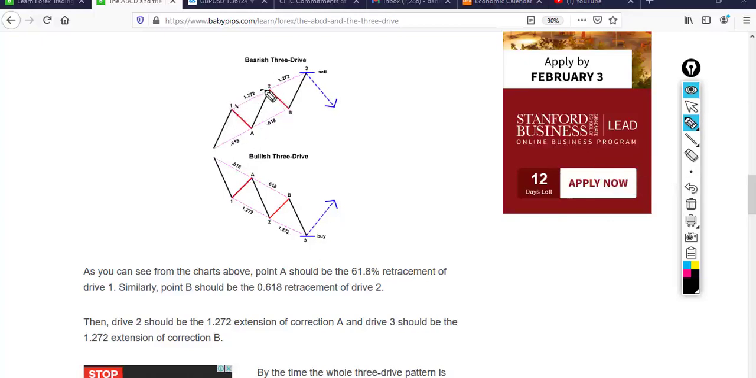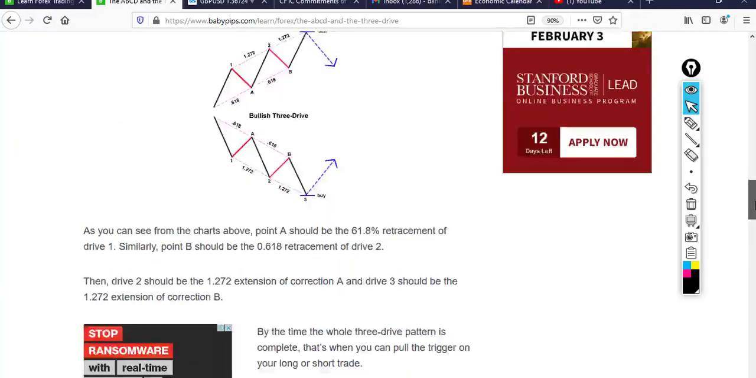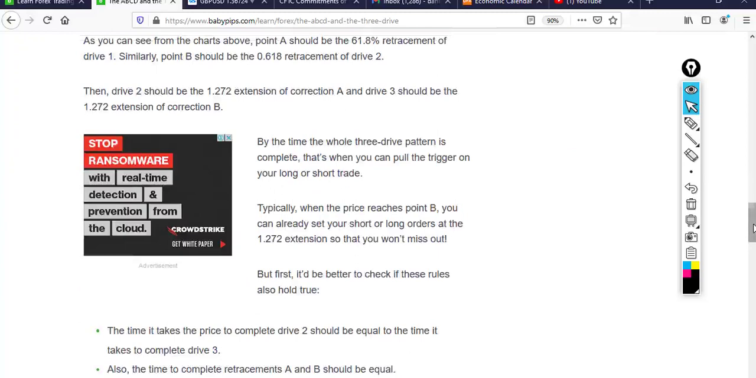So this is 1, this is 2, this is 3, here is 4, and this is drive B, which is the retracement. Now let's move on and see what we can learn further here. As you can see, the charts from point A should be 61.8 retracement of drive 1. Then similarly point B should be the 0.618 retracement of drive 2. Now the second drive should be the 1.272 extension of correction A, and drive 3 1.272 extension of correction B.